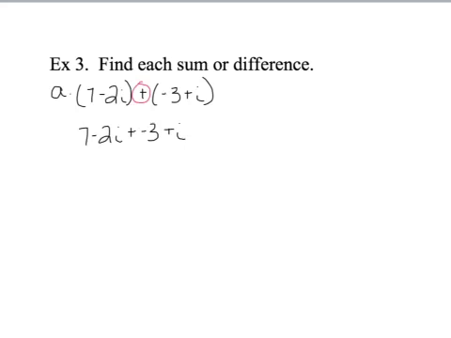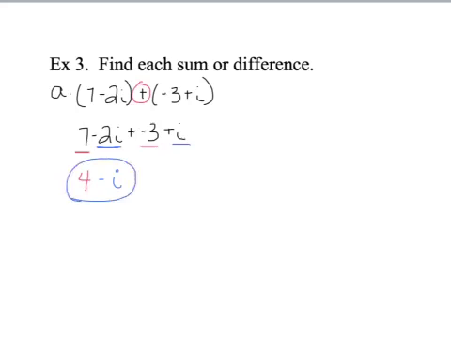So I have 7 and negative 3, those are the real parts for each complex number. So 7 plus negative 3 is 4. Now for the imaginary parts, you have negative 2i plus i. Well, negative 2 plus 1i is really negative 1i. So my final result is 4 minus i.